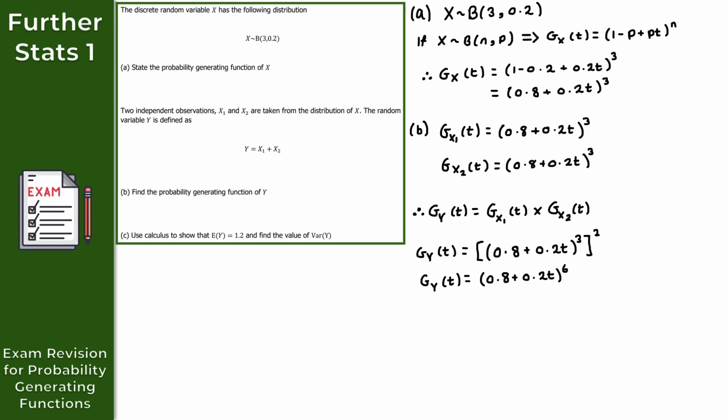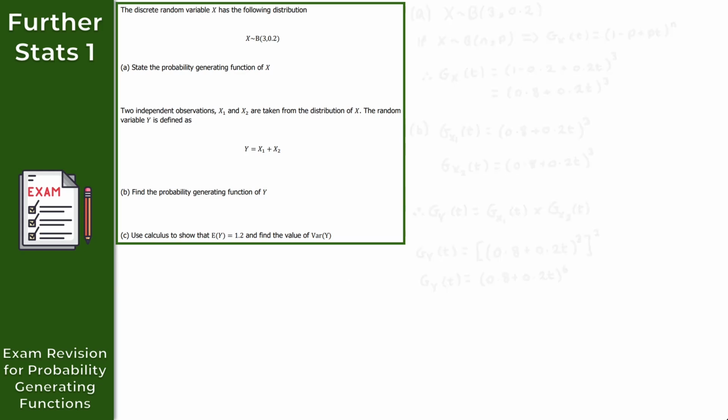Now for part C then, we're going to need a little bit more room here. So let me just quickly clear the screen so we can have a go at part C. And as we can see here, part C asks us to use calculus to show that the expectation of y is equal to 1.2. And it also asks us to find the value of the variance of y. So let's give part C a go.